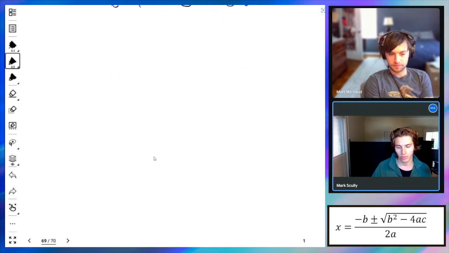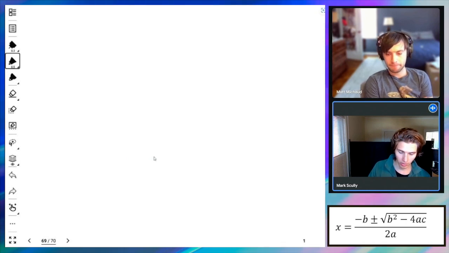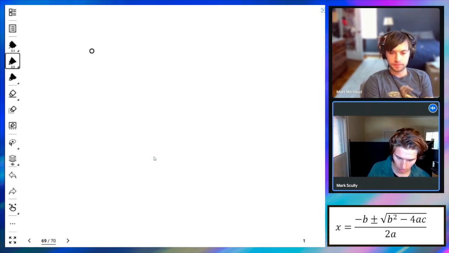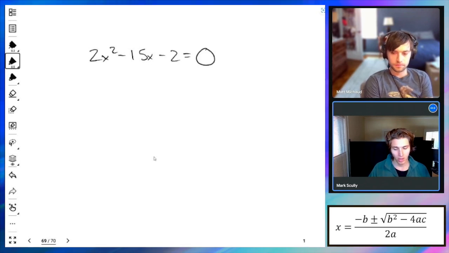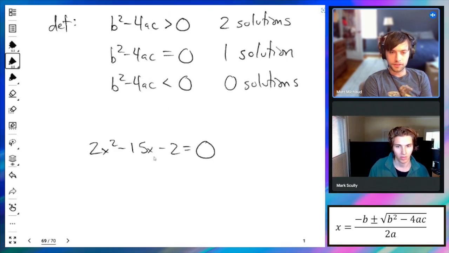So let's try a quick question like that. I'm going to give you 2x squared minus 15x minus 2 equals 0. Without using the quadratic formula, can you tell me how many answers there are in this question? We have to use the determinant. Would there be two answers?